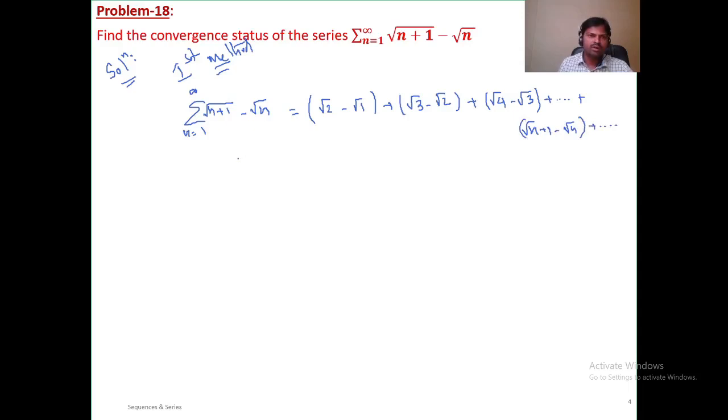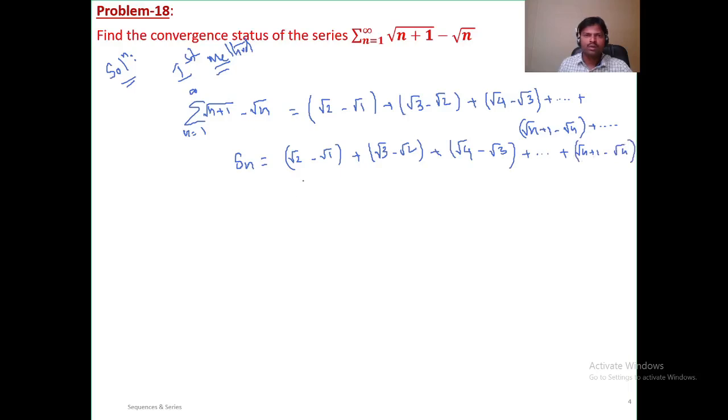Now you look at the nth partial sum Sn. So what will we get for Sn? Sn will be this entire thing, right? So root 2 minus root 1, next one plus root 3 minus root 2, plus root 4 minus root 3, plus up to so on. Sn means sum of first n terms. This is the nth partial sum, the sequence of nth partial sums, Sn. Okay, so root n plus 1 minus root n.